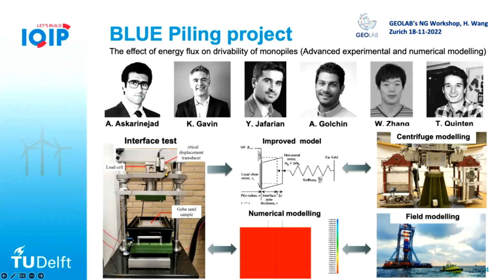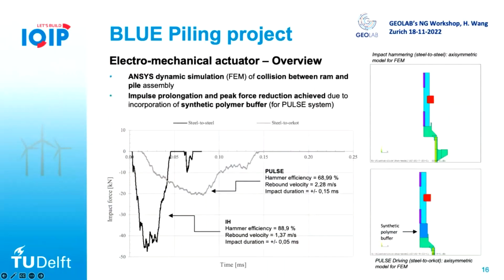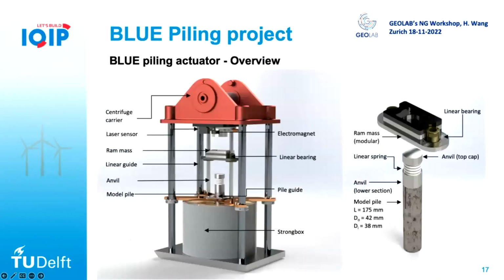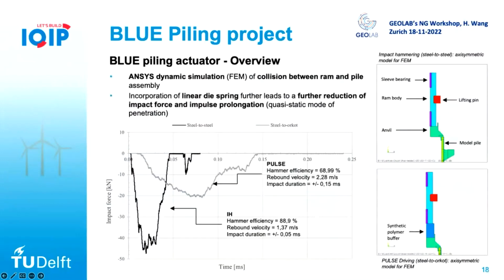Here, if it's steel, the stiffness is very high and there is bouncing back, so you can see the force with time is very sharp. This black curve is the steel, and what the blue piling is generating is, the energy is still comparable, but you can see the curve is much wider, and it will generate less noise.